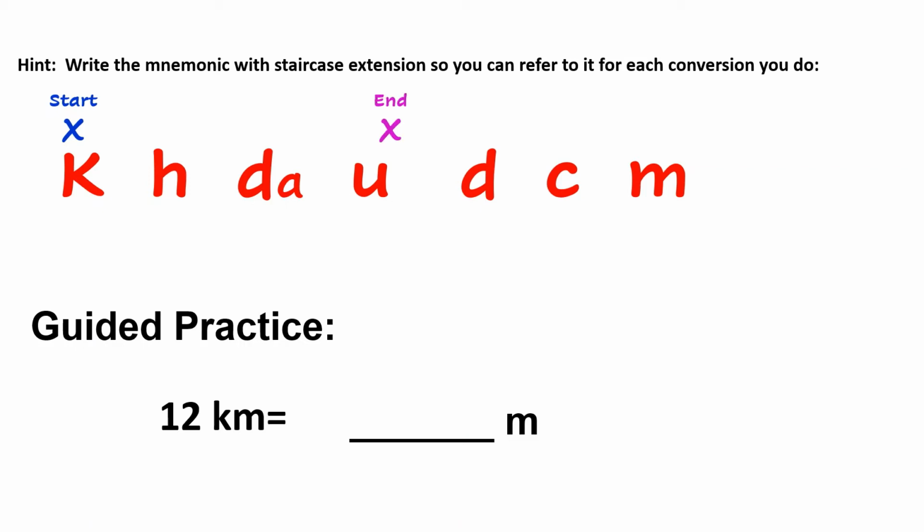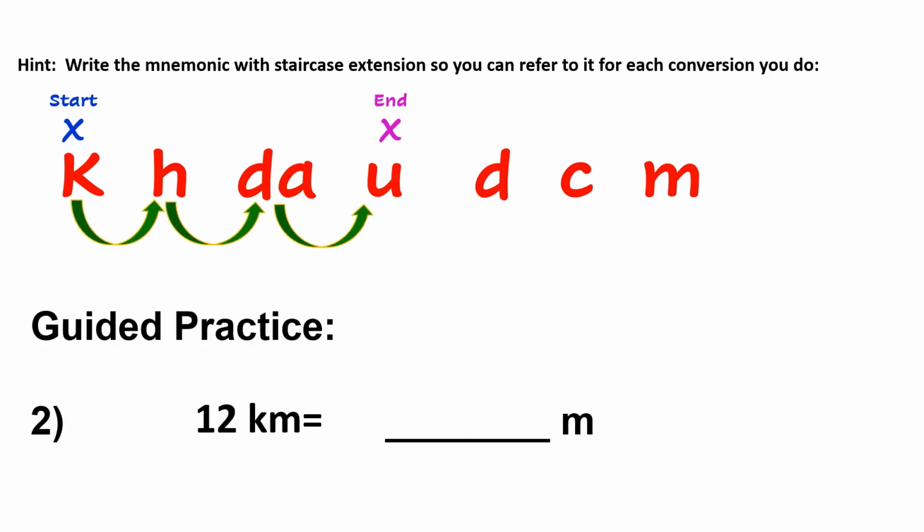Going from our starting point to our ending point, we're going to move 3 steps to the right. So the decimal point moves 3 places to the right as we multiply by 10 3 times. Our final answer is 12,000 meters.